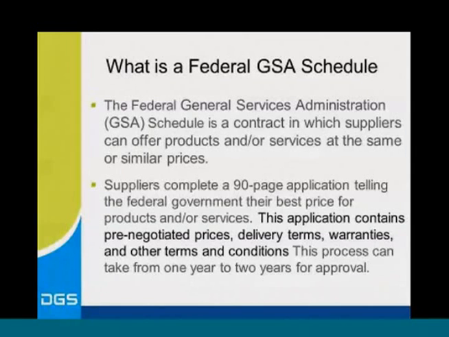What is a GSA schedule? It's a contract in which suppliers can offer products and/or services at the same or similar prices on the federal level. Suppliers complete a 90-page application telling the federal government their best price for products and/or services. This application contains pre-negotiated prices, delivery terms, warranties, and other terms and conditions. This process can take from 1 year to 2 years for approval.